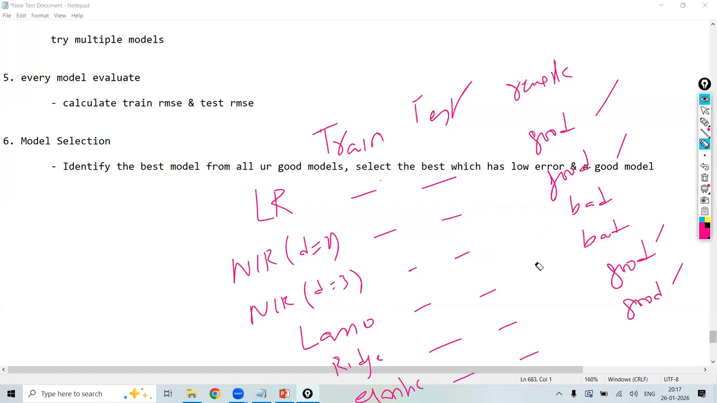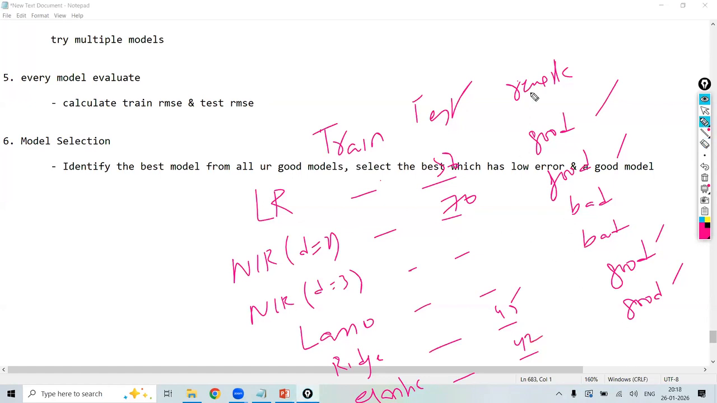Within the good models only, which is best? Which is best means out of all of them, which one has the lowest test RMSE? Error should be low now, not high, low. Sorry, my mistake, low. Error should always be low. So for example, test RMSE is 56, here 70, 45, this is also 45. Assume you are having it like this. Out of all of them, which has the low test RMSE? Assume it is 42.